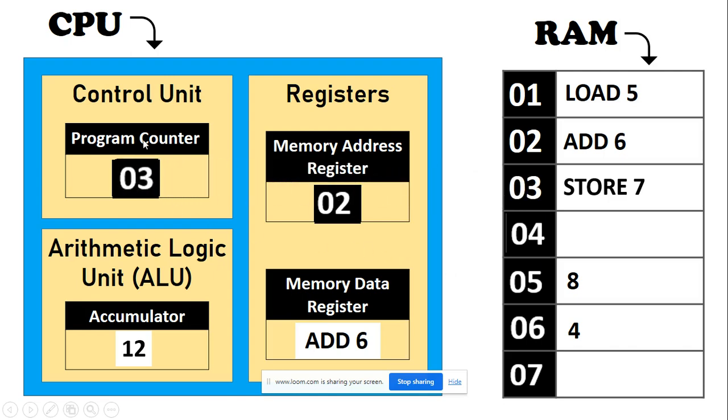So we move our program counter up by 1 as well, and that gets copied back over into the memory address register. We now know that we're fetching the data or instruction from position 3, and that instruction will go into the memory data register so that it knows what it's going to do next. That instruction is to store 7, which we know in this example means it's going to store our total that's in the accumulator into address 7.